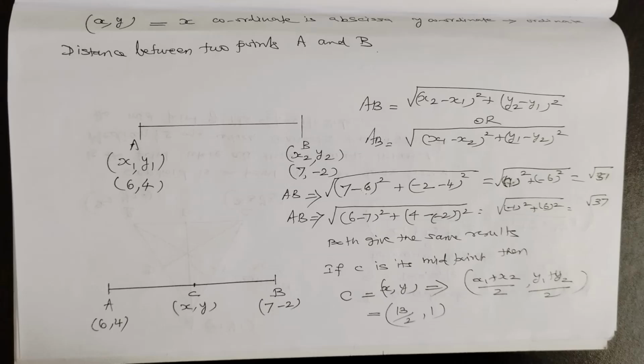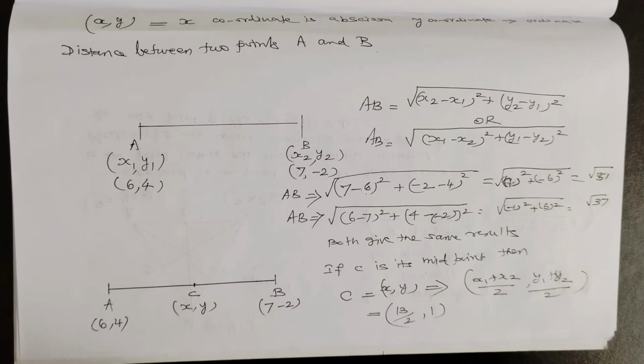Here point A is 6, 4, that is x1, y1. B is 7, minus 2, that is x2, y2. Therefore, AB is equal to the square root of 7 minus 6 whole squared plus minus 2 minus 4 whole squared, which takes you to 1 squared plus minus 6 squared, that is root 37. If you try the other way around, 6 minus 7 whole squared plus 4 minus of minus 2 whole squared, the same result, root 37, will come.